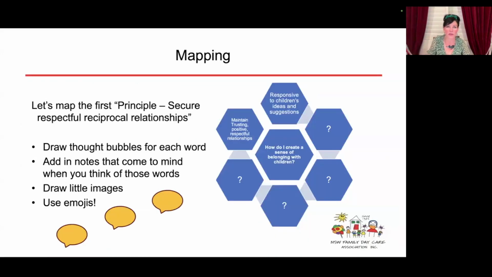So then we've got mapping, our thought bubble, and looking at the first principle. So let's look at secure, respectful, reciprocal relationships. A lot in that to think about. Draw a thought bubble for each word, add in the notes that come to your mind, draw a little image. And I am a huge fan of using emojis.